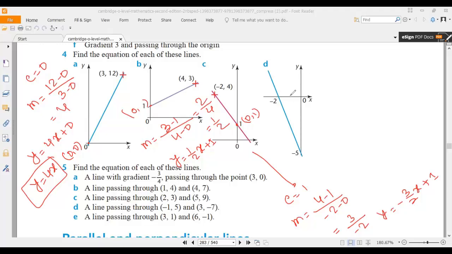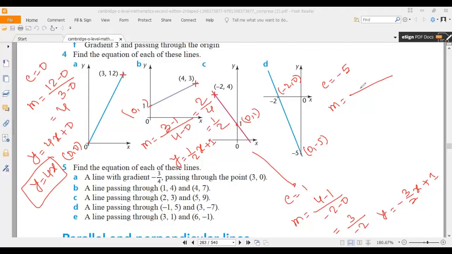Now, question number D. Question number D, here, minus 5 is called the y-intercept. So, c equal to minus 5. Okay. And here, we need to find out the gradient m. So, look, minus 5 represents actually 0, minus 5. And minus 2 actually represents minus 2, 0.